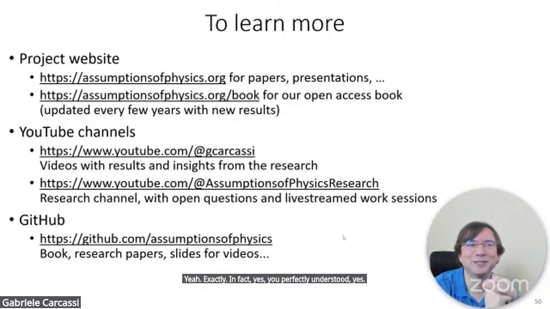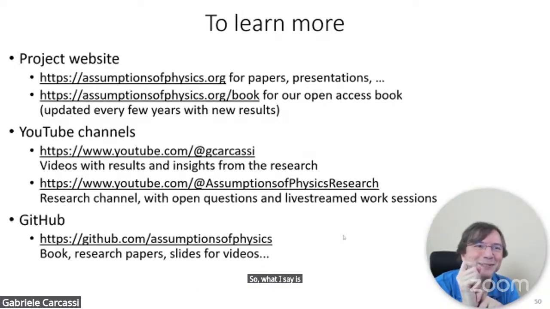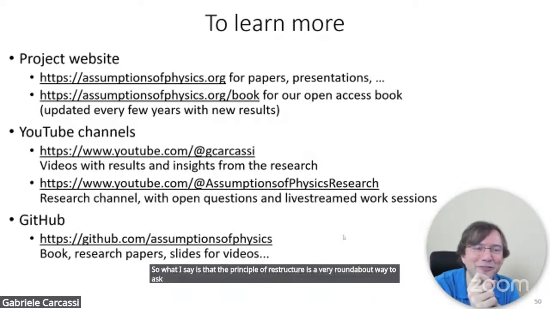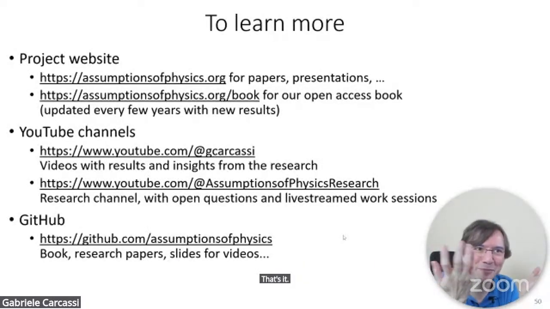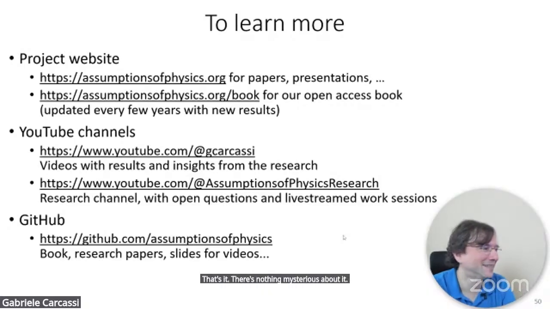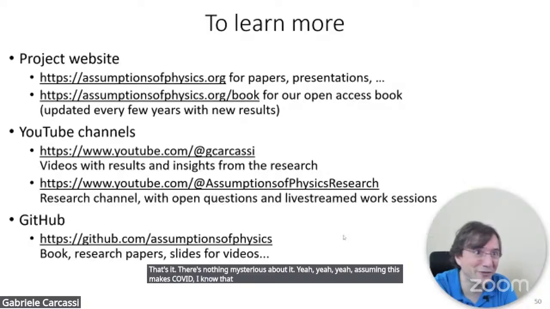So what I say is the principle of least action is a very roundabout way to ask for the paths that are tangent to the flow. That's it. There's nothing mysterious about it. Yeah. Assuming deterministic and reversible. Yeah. Assuming deterministic and independence of degrees of freedom and all that.